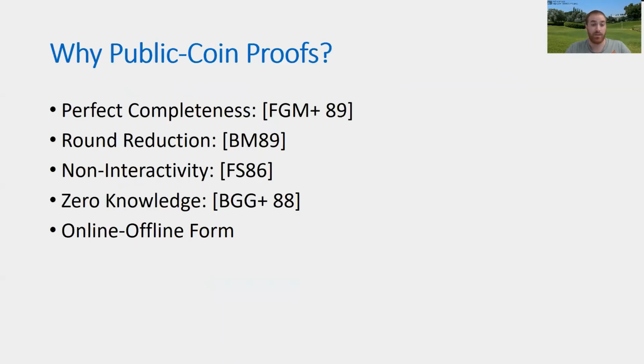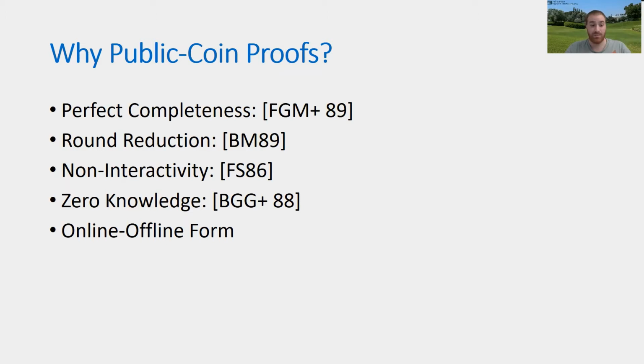So why do we care about public coin proofs? Well, we know how to analyze them very well, so we can achieve a lot of different things with them. For example, we can achieve perfect completeness, that is, instead of the verifier accepting with high probability when X is in the language, it accepts with probability 1. We can reduce the number of rounds by a constant. We can make them non-interactive using the Fiat-Shamir heuristic. We can make them secure using zero knowledge.